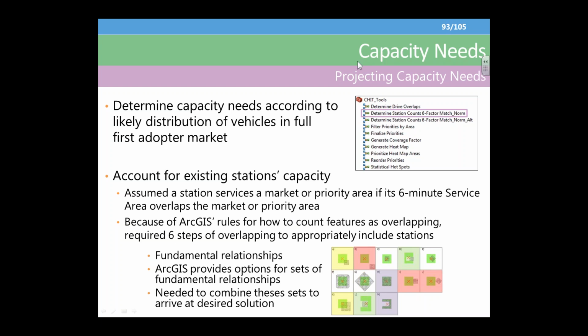in our CHIT tool, the determine station 6-factor match, because it took quite a number of steps to do that, but it's all programmed in there. So if you look at that model later on, and you see it's giant, don't be too concerned. It's just trying to address some of the intricacies and little nuances of ArcGIS.